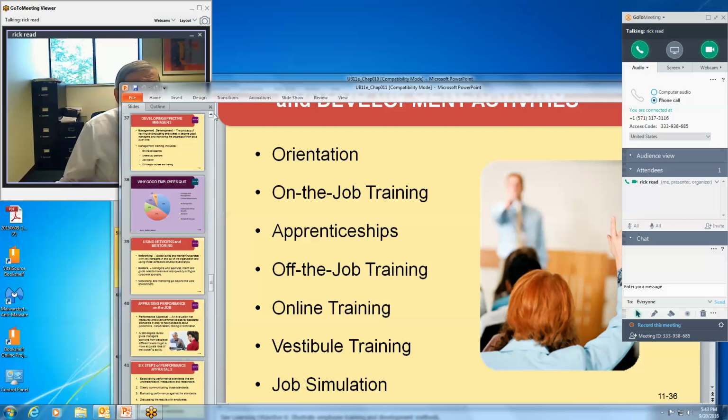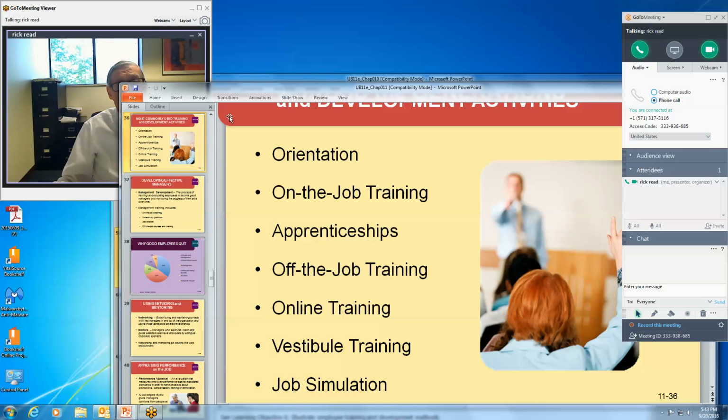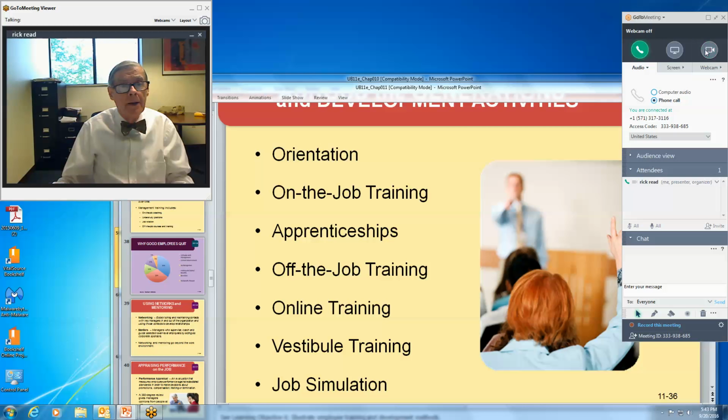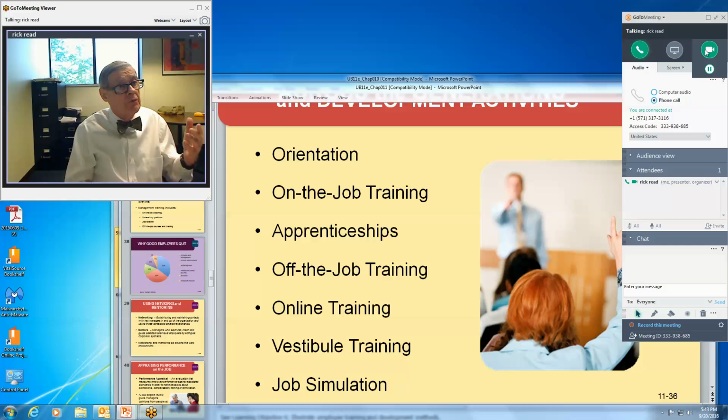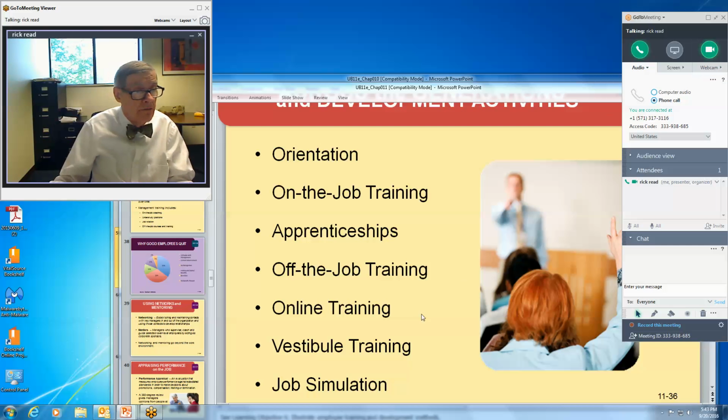So here are the different types of training programs. We have orientation, as I mentioned. On-the-job training, exactly what it says. You're showing somebody how to do the job physically on the job, pairing that person with a seasoned employee. On-the-job training is very good, but you have to be prepared that you could have a lot of what's known as scrap. So you're showing somebody how to do something, well, that doesn't work, throw that one away, let's use another one. Apprenticeships, off-the-job training, online training, vestibule training, and job simulation.